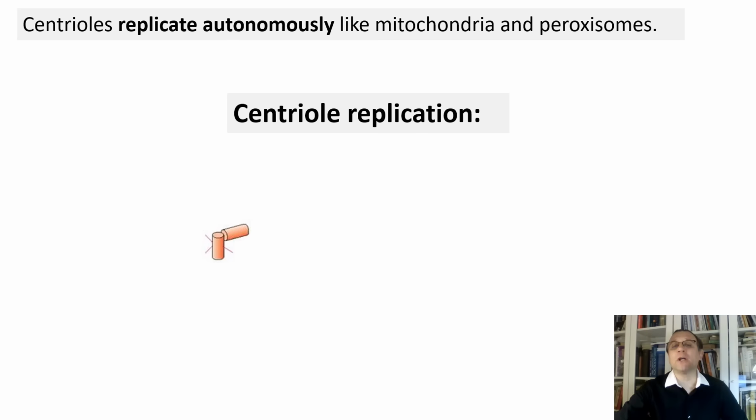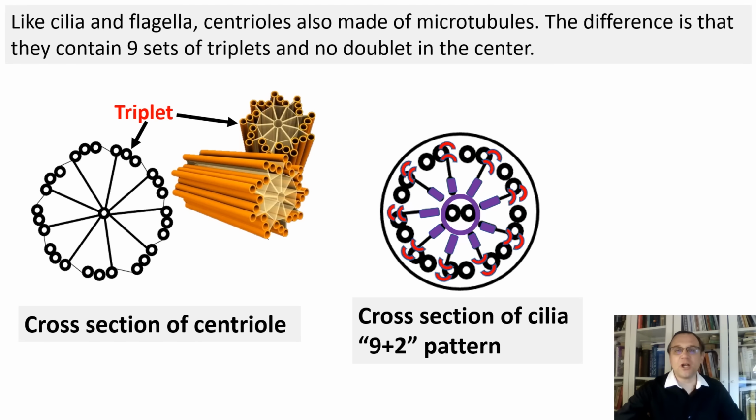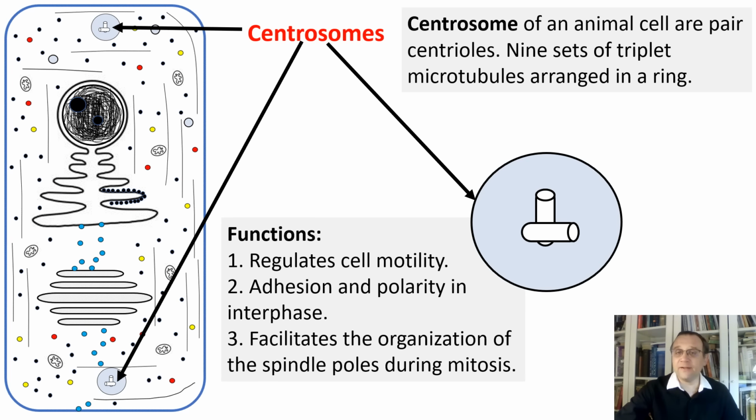Centrioles replicate autonomously like mitochondria and peroxisomes. Like cilia and flagella, centrioles are also made of microtubules. The difference is that they contain 9 sets of triplets and no doublet in the center. Here is another organelle in animal cells, not in plant cells. This organelle is called the centrosome. The centrosome of an animal cell is a pair of centrioles, 9 sets of triplet microtubules arranged in a ring.